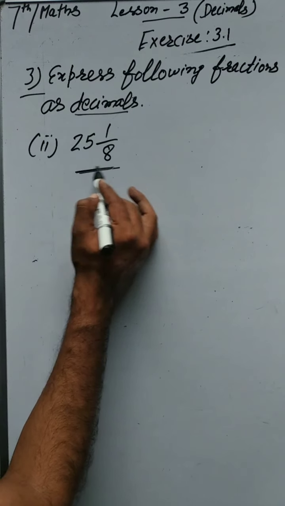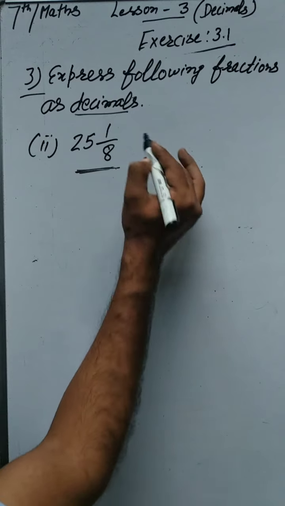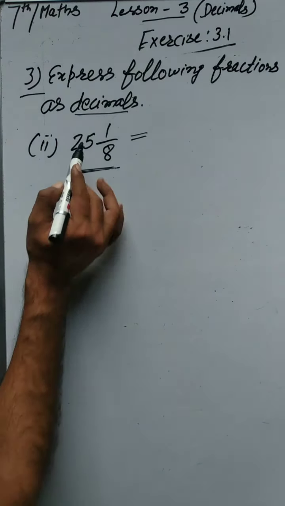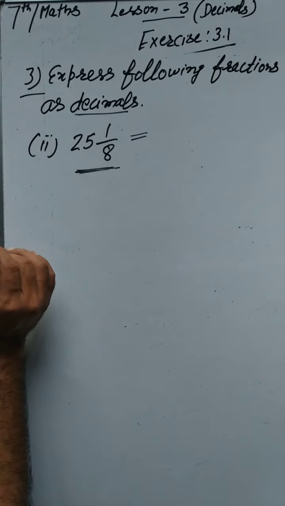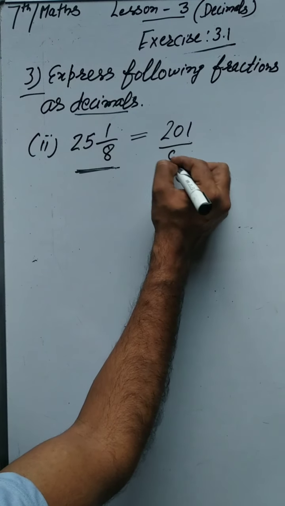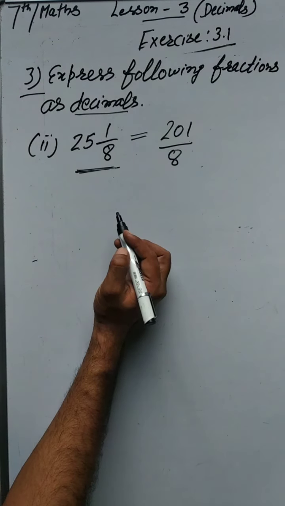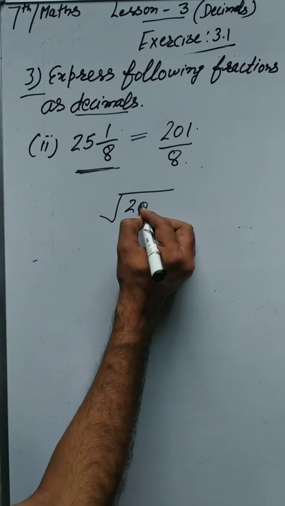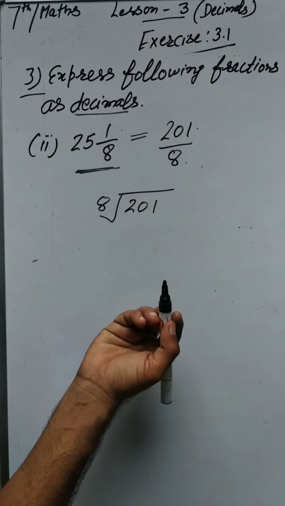Now beta, this is a mixed fraction. How to write a mixed fraction in decimal form? First of all beta, change it into an improper fraction. Understood? 25 multiplied by 8 plus 1. Clear? When you change it into an improper fraction, it becomes 201 upon 8. Clear? Now beta, how to write it in decimal form now? It is 201 upon 8. Simply divide 201 by 8. Understood beta? I know you can easily divide.